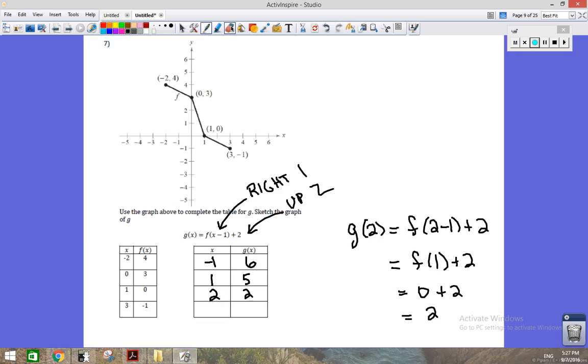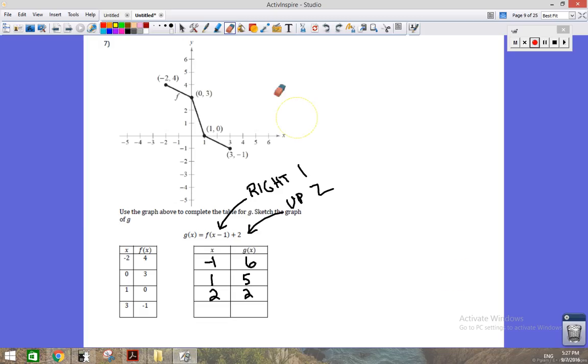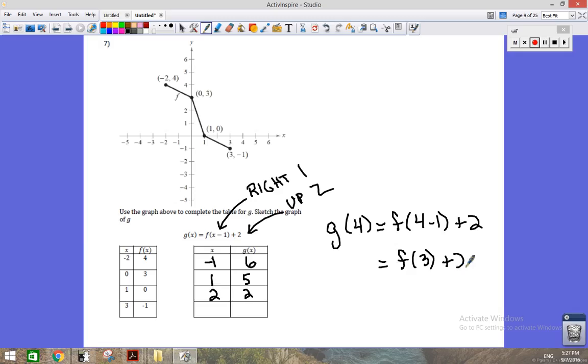What about this other one? What if we try to evaluate g at 4? That is f evaluated at 4 minus 1, plus 2. 4 minus 1 is 3, and my table tells me that f evaluated at 3 is -1. And -1 plus 2 is 1. So I've got 4, 1 as a point on the graph of g.